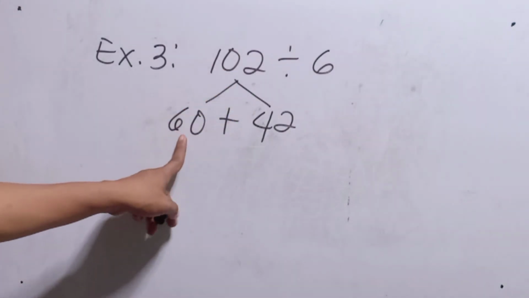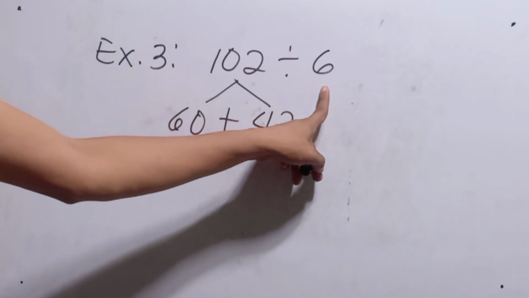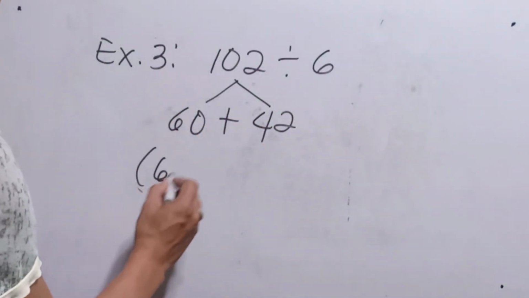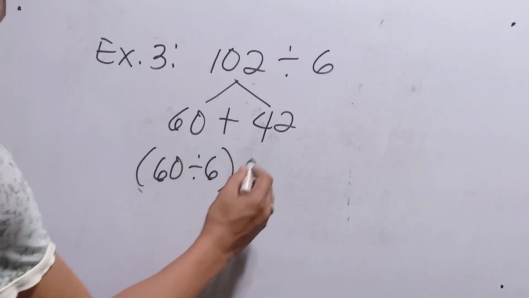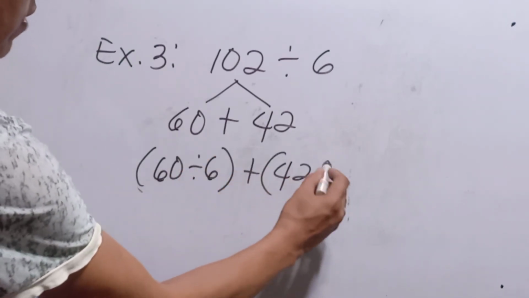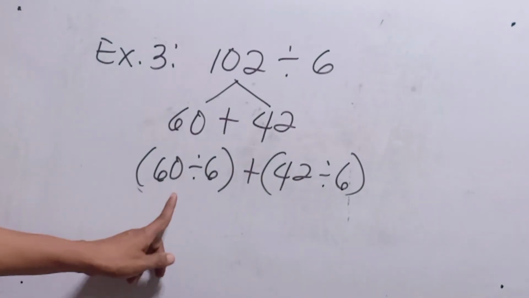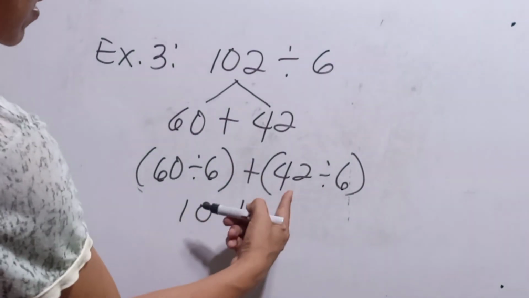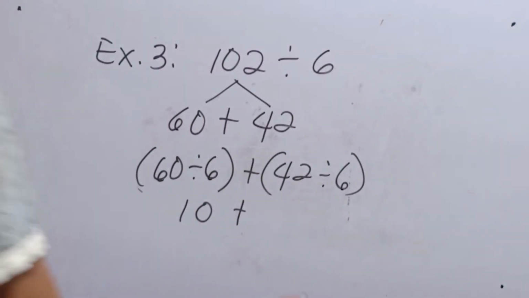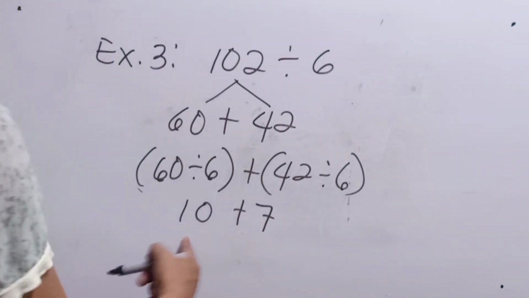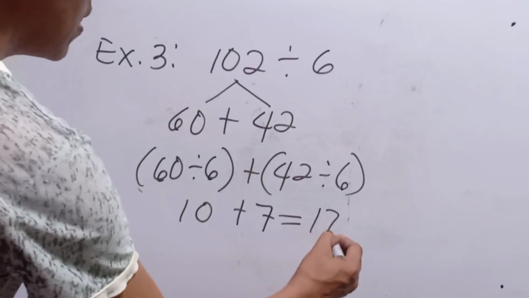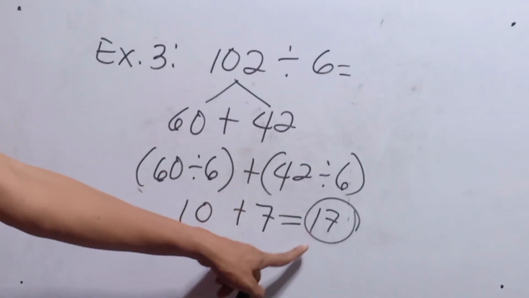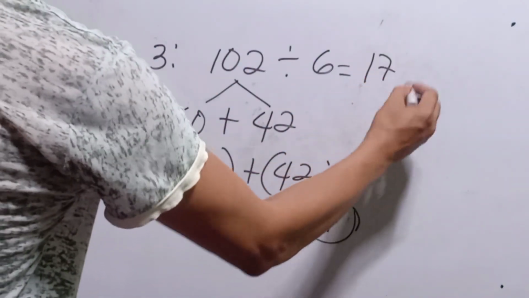And if you notice, 60 can easily be divided by 6. So with 42. So let's divide 60 by 6 plus 42 divided by 6. 60 divided by 6 will give us, yes, 10. Plus 42 divided by 6 will give you 7. So add 10 plus 7, that will give you 17. So our answer, 102 divided by 6 is 17.